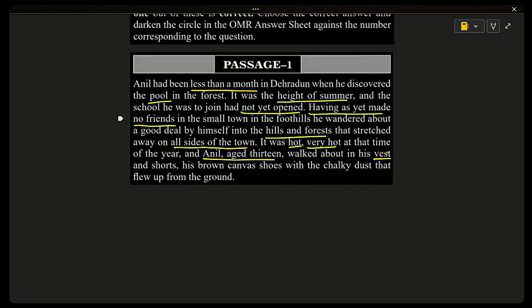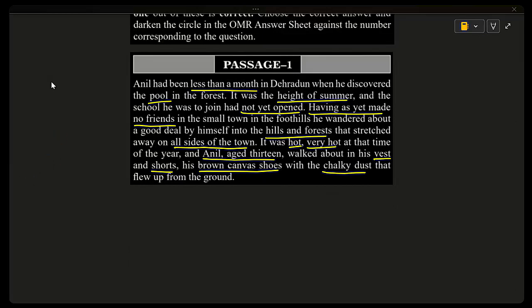Vest means it is like a t-shirt but without sleeves. So vest and shorts. His brown canvas shoes were covered with the chalky dust that flew up from the ground. Chalky dust means, when you use a chalkboard, you write on the board using chalk, so you get chalky dust that flew up from the ground. So this is the passage, a very short story, and based on this, let us try to answer the questions.